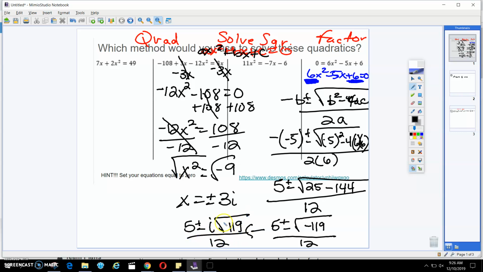And somebody just asked why this becomes positive. Because we pull out that i. Remember, back from unit 1, i equals square root of negative 1, right? So when we pull out that square root of negative 1, we are left with a positive. Yeah?